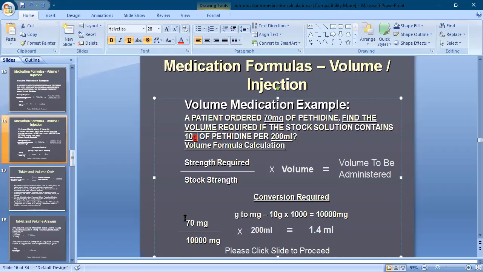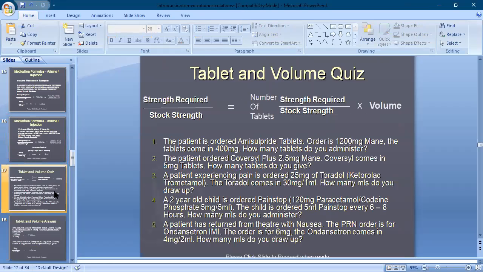So 70 divided by 10,000 multiplied by 200, because this is a volume. And this is 1.4 milliliter. This is the medication we need for the patient. And here are some other examples and a quiz for you. You have to practice when you have time. The same formula you use when you practice.